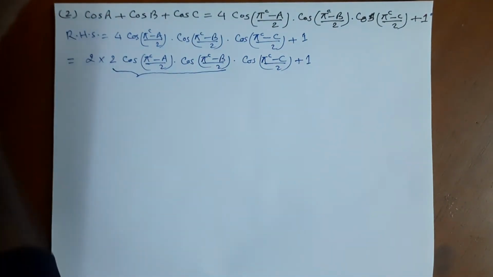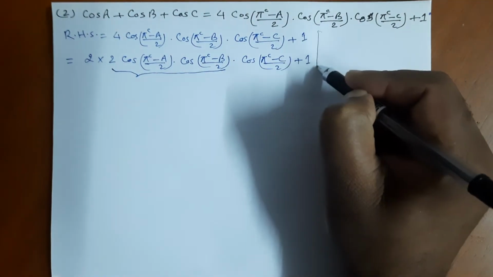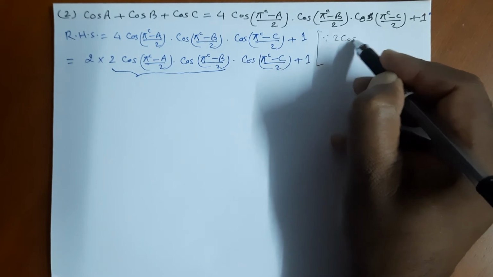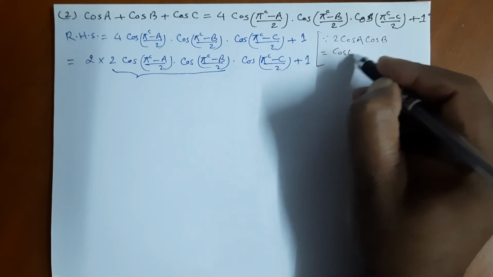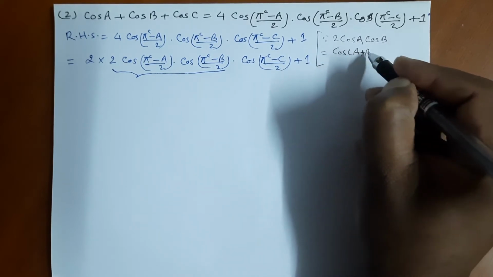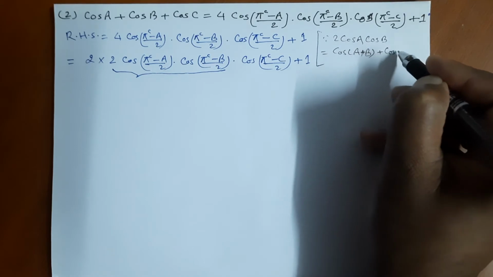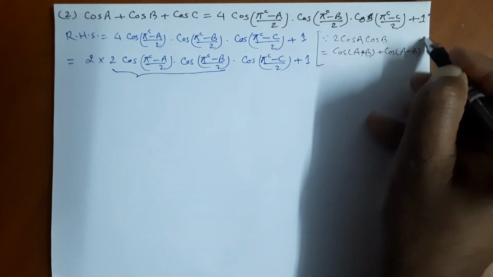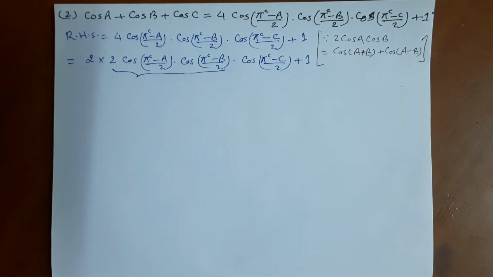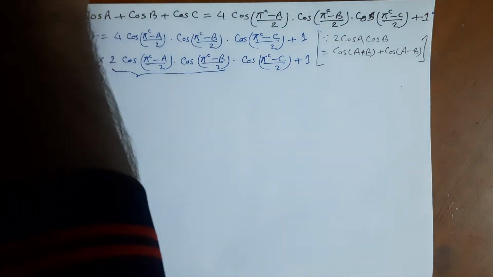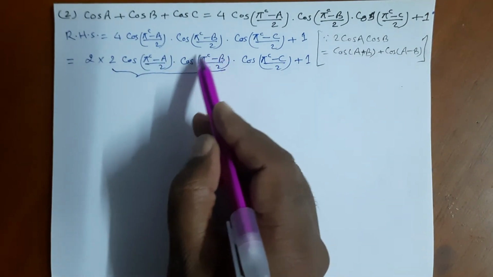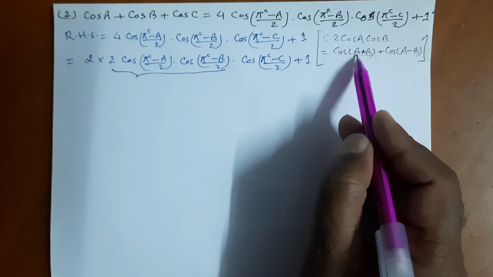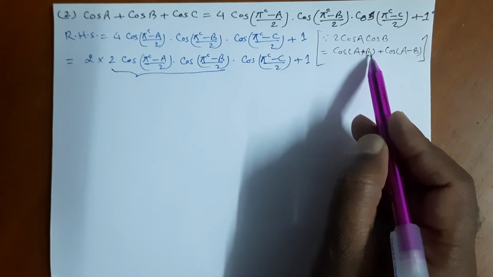The 2 cos a cos b formula is cos (a plus b) plus cos (a minus b). We have this formula of 2 cos a cos b. So in place of a we have (pi minus a)/2, in place of b we have (pi minus b)/2. So here (pi minus a)/2 plus here will be (pi minus b)/2.